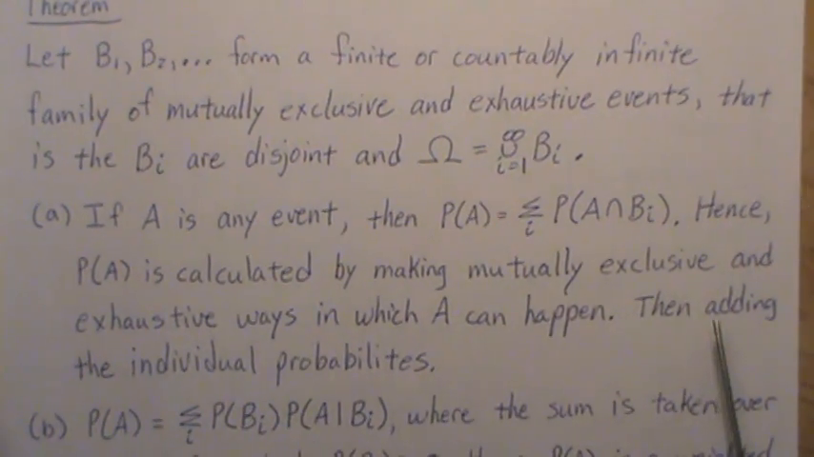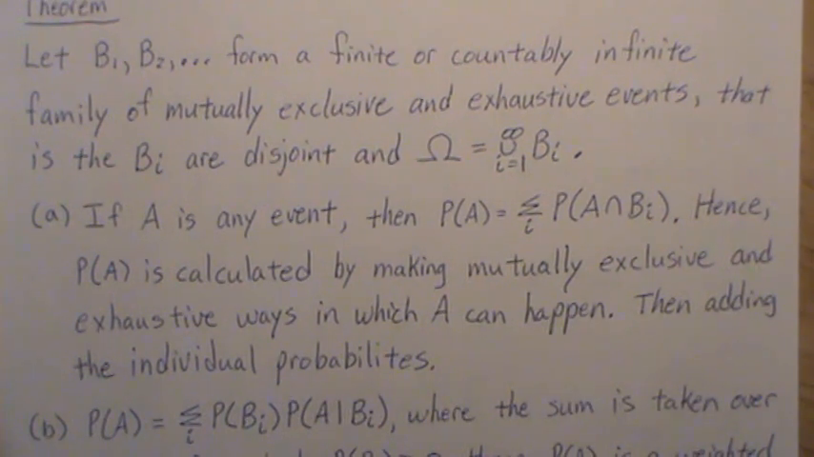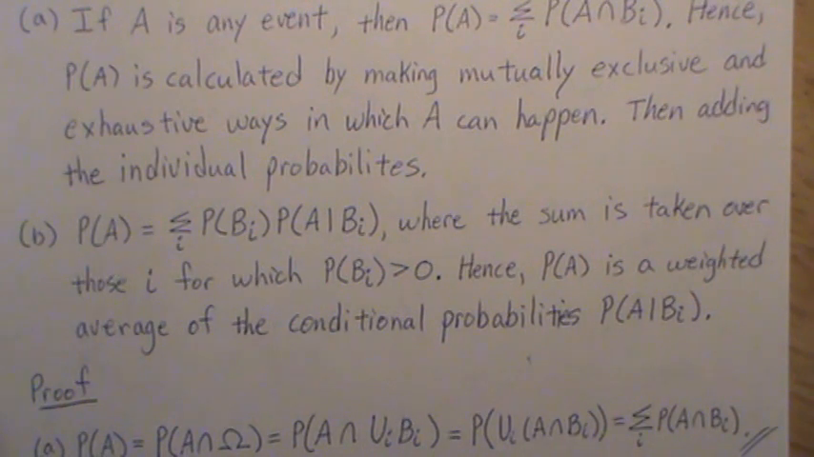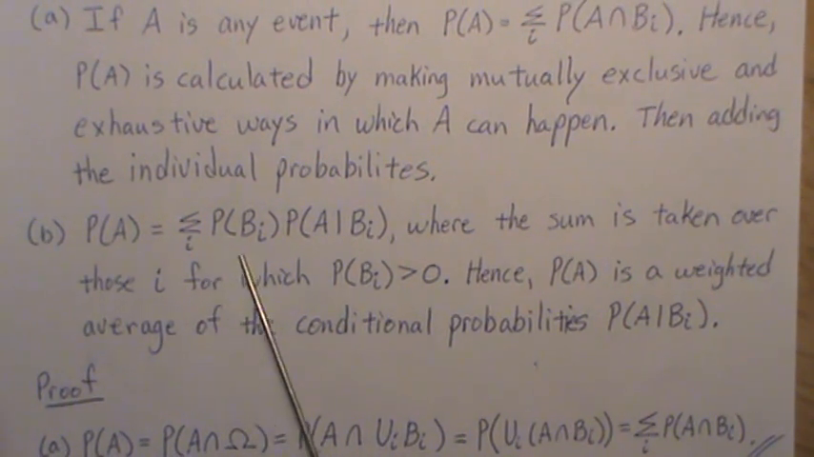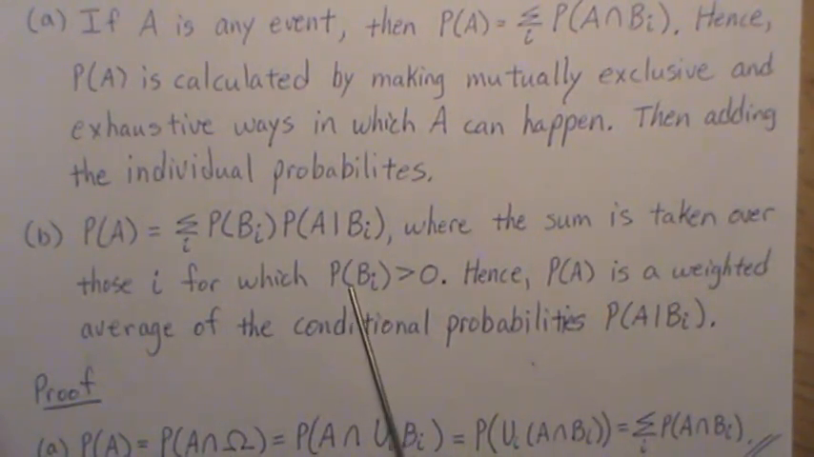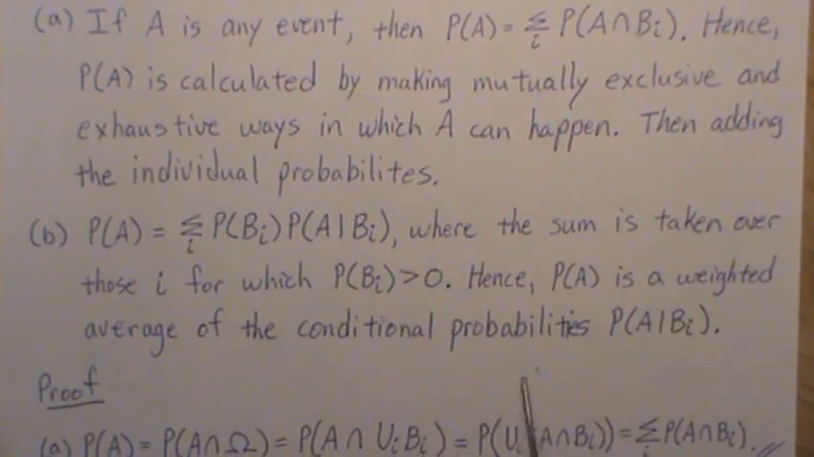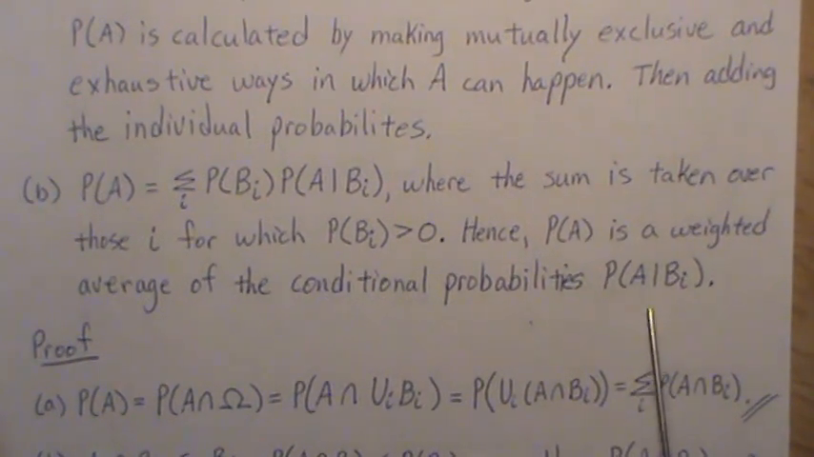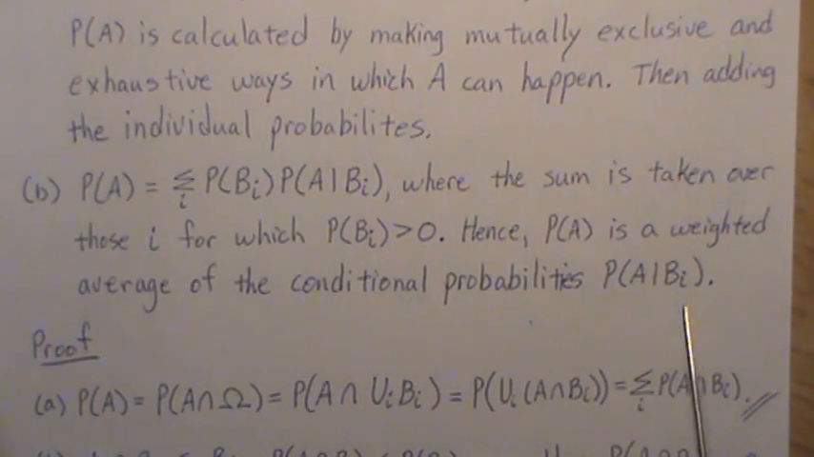Hence, P(A) is calculated by making mutually exclusive and exhaustive ways in which A can happen, and then adding the individual probabilities. Now, part B of this theorem says the probability of A is equal to the sum of the probability of Bi times the probability of A given Bi, where the sum is taken over all i for which the probability of Bi is greater than 0. Hence, P(A) is a weighted average of the conditional probabilities of A given Bi. And let's prove those.